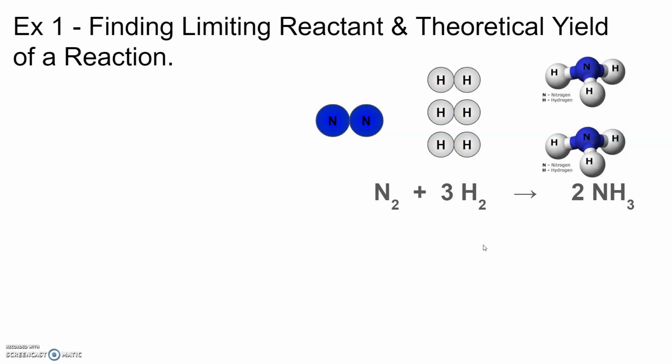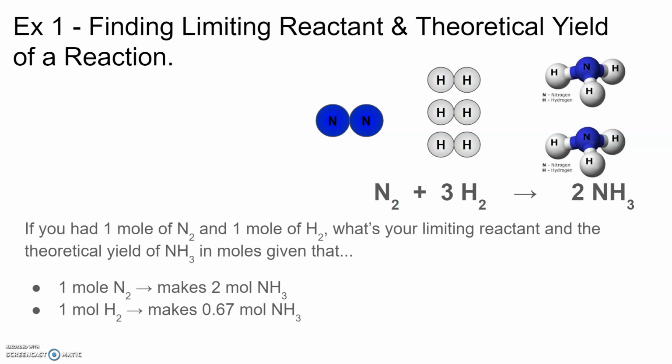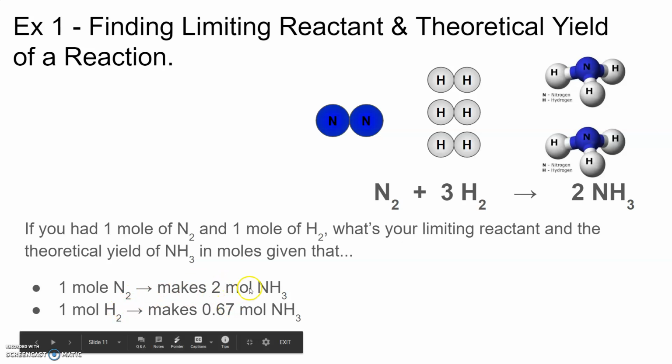All right, so how do we find limiting reactant and theoretical yield given our chemical reaction like the one shown? In this example, if we had 1 mole of N2 and 1 mole of H2, and we were asked what's the limiting reactant and the theoretical yield of NH3, given this information that 1 mole of N2 makes 2 moles of NH3 and 1 mole of H2 makes 0.67 moles of NH3. So let's go ahead and pause for a second.